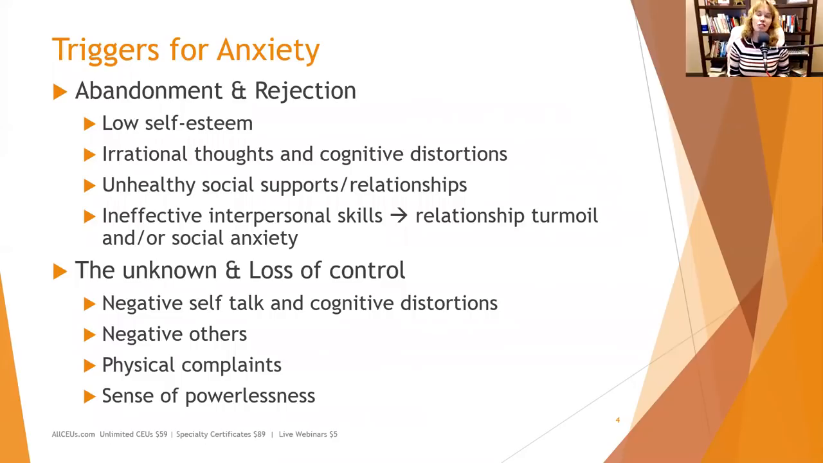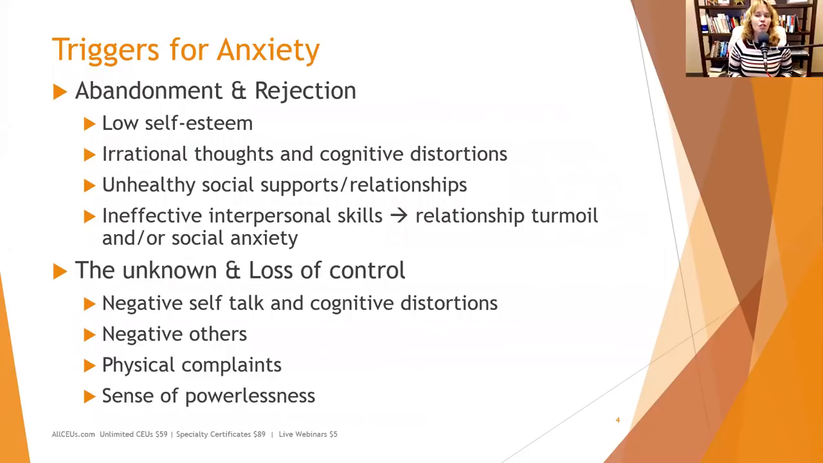Irrational thoughts and cognitive distortions may lead people to believe that if I'm not perfect, for example, I am not lovable. So we're going to look at some irrational thoughts and cognitive distortions. Unhealthy social supports and relationships. When you're in a relationship, it takes two to tango. And even if your client is relatively mentally and physically healthy, if they are in a dysfunctional relationship, they can fear abandonment and rejection. If that other person is always saying, if you don't do X, I'm going to leave you. Or if that other person is always cheating on them or whatever. So relationships can trigger abandonment anxiety.